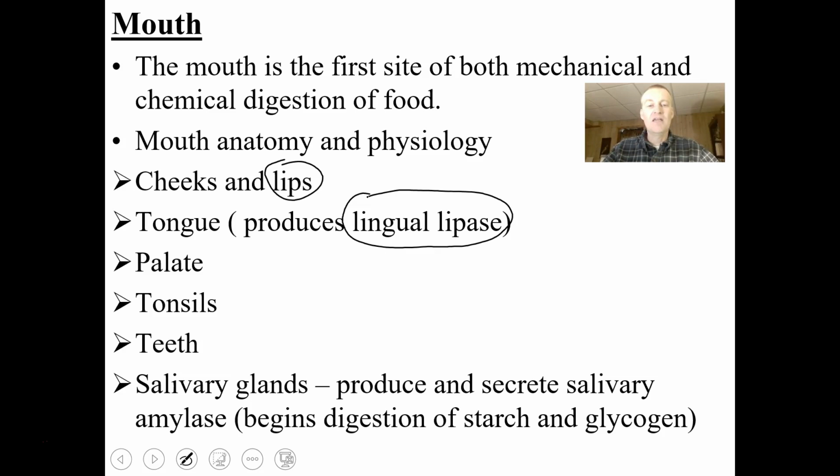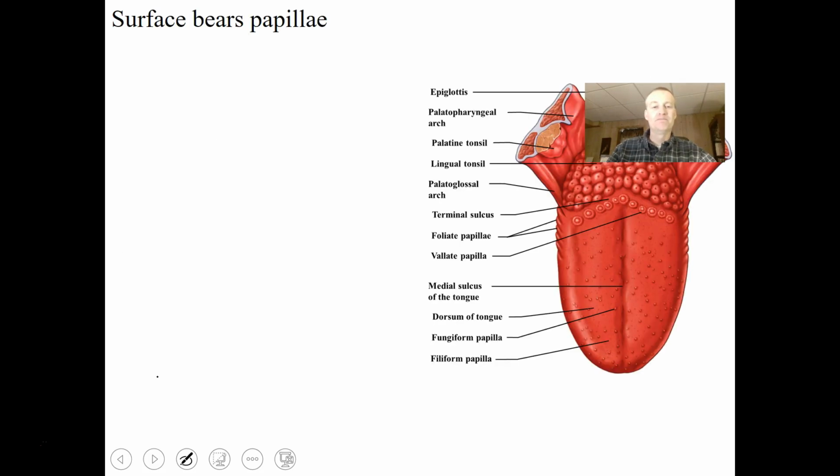Aiding in the chemical digestion of food, and really part of mechanical as well, are the salivary glands. These produce and secrete salivary amylase, which aids in the breakdown of starch and glycogen into glucose molecules. Salivary glands also have water in them and mucus to help lubricate food and help it be mechanically and chemically broken down.